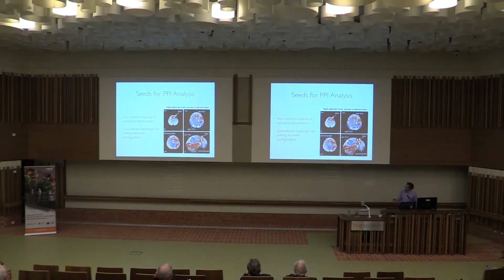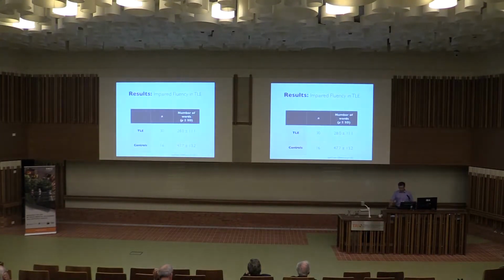Now PPI analyses require specification of a seed region. So we used 2 midline maxima of activation and 2 midline maxima of deactivation as our seed regions. And we targeted these areas because these midline regions have been shown to be important for setting overall brain network configuration during task execution. So what do we find? Firstly, behaviourally, we can see that verbal fluency is impaired in the TLE cases relative to the controls. Roughly 28 words in the TLE cases were produced during the behavioural task versus 48 in the controls.